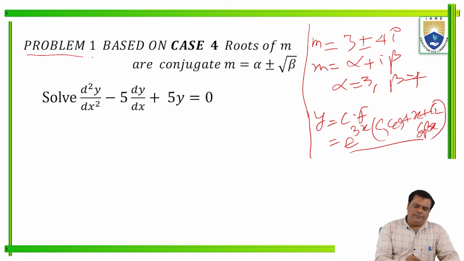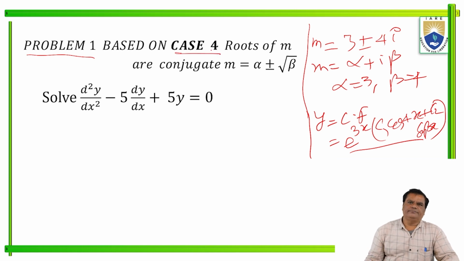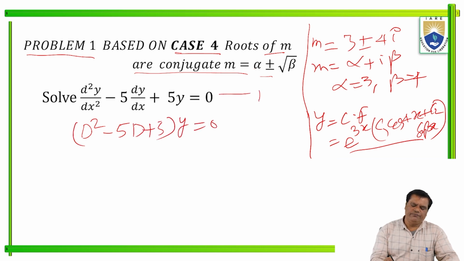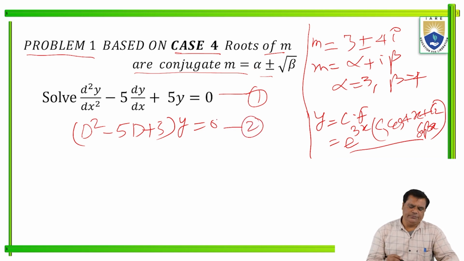Now, problem 1 based on case 4 here. Roots of m are conjugate. Conjugate roots means alpha plus minus root beta. So here, same, I am writing this equation: d square minus 5d plus 5 into y is equal to 0. This is equation 1 and this is equation 2. Both equations are the same. This is the derivative: d over dx is d, d2 over dx2 is d square.